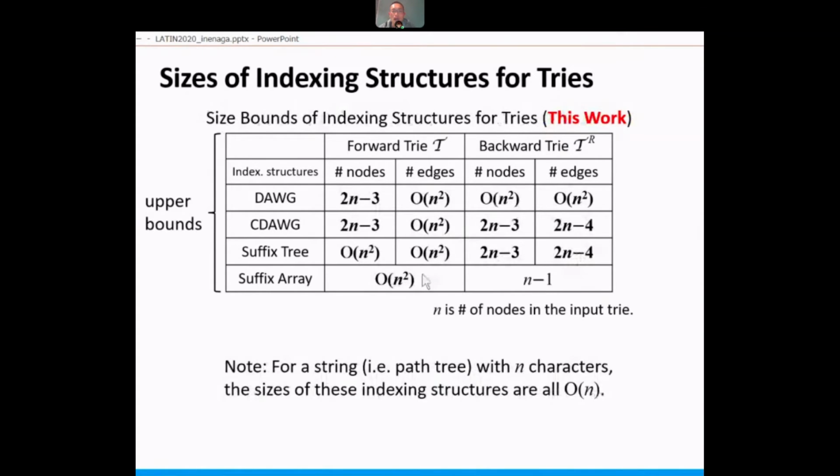In this work, I completed this table by showing upper bounds for all of these data structures. Some are linear and some are quadratic. An important note is that for a string, which is a path tree with n characters, the sizes of these indexing structures are all linear. So there is a significant difference between the case of strings and the case of trees.